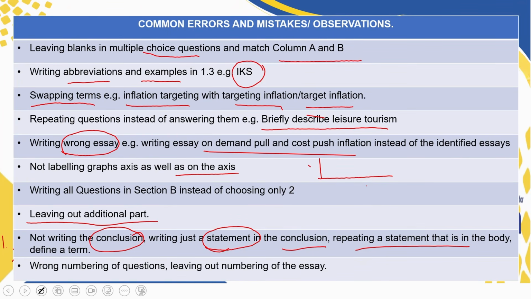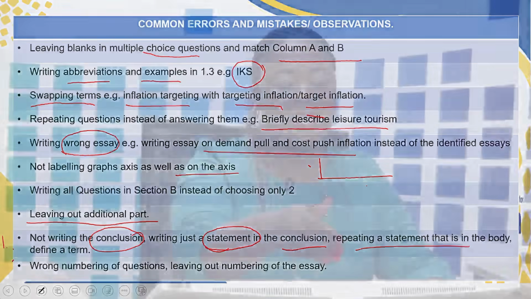Another common problem is wrong numbering of questions or leaving out numbering on the essay. Let me talk about leaving out numbering on questions. Maybe it's your 1.1. You write 1.1.1. You move on to 1.1.2, then you skip 1.1.3, and you go to 1.1.4, which means that all the answers that you are going to give after 1.1.3 are going to be wrong answers because you are not writing them on the correct question. So please guard your marks.